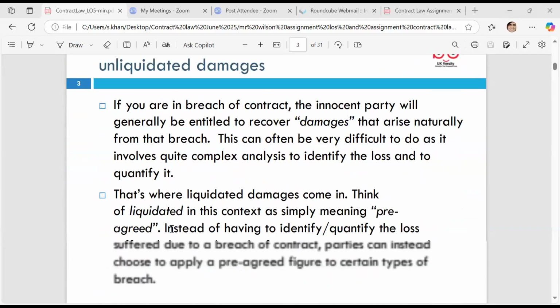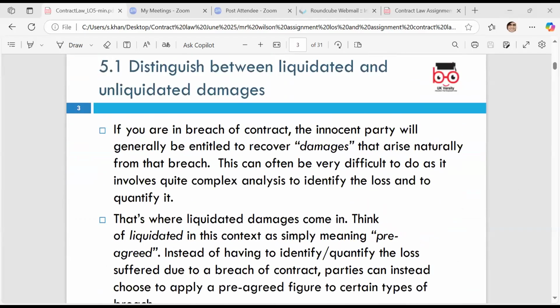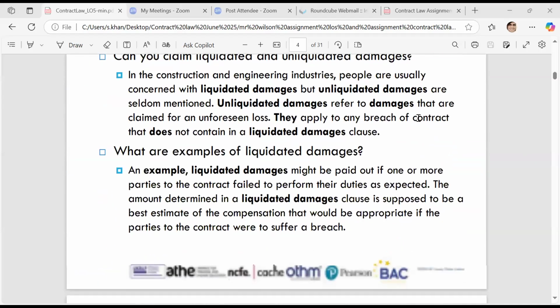So 5.1, distinguish between liquidated and unliquidated damages. Liquidated damages are pre-agreed and specified in a contract to anticipate loss from breach, while unliquidated damages are not predetermined and must be assessed by the court or the arbitrator. Unliquidated damages: the amount of damages is not specified in the contract.